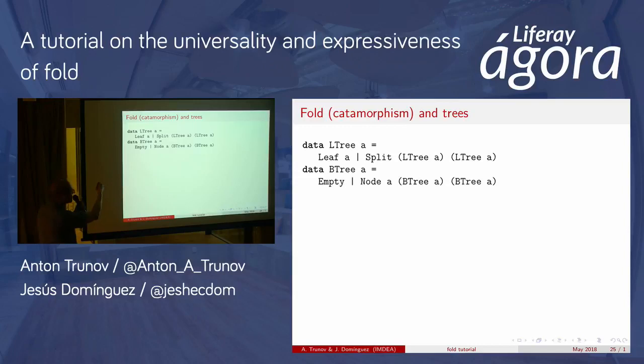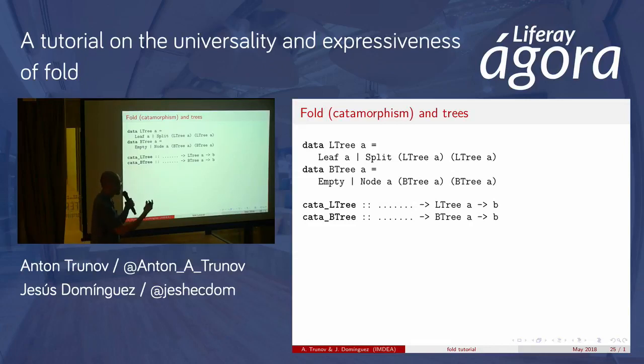So let's suppose we have these two data types. Leaf trees are just trees where there is only data on the last level of the tree, on the leaves, and the nodes do not have data. They are just splitting, building the structure of the tree. But binary trees are the ones you already know. Every node has a piece of data on it.